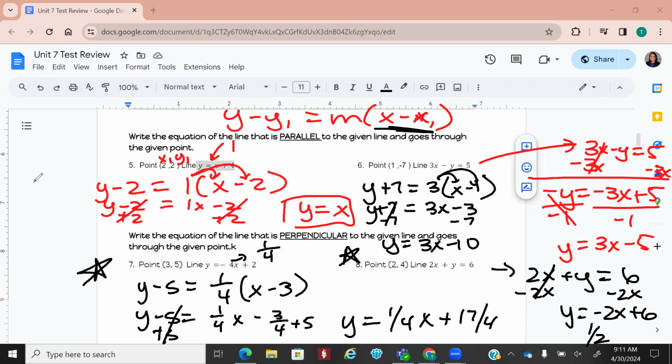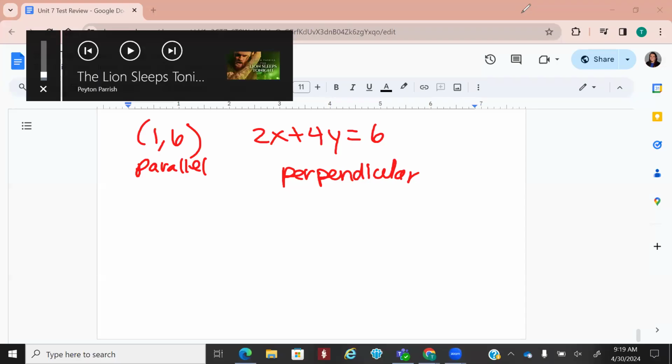Now we're going to plug into our point slope formula. Sorry, that's a little messy. Y minus 4 equals 1/2 times x minus 2. Distribute. Add. Y equals 1/2 x plus 3. Let's talk through the parallel one, and then I'll give you a second to work on the perpendicular.